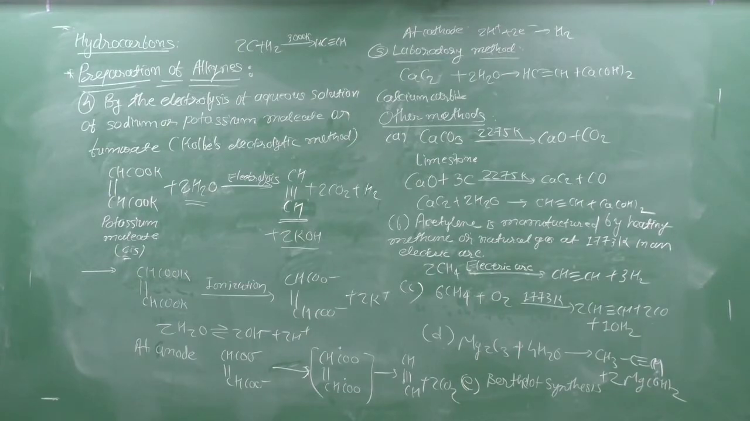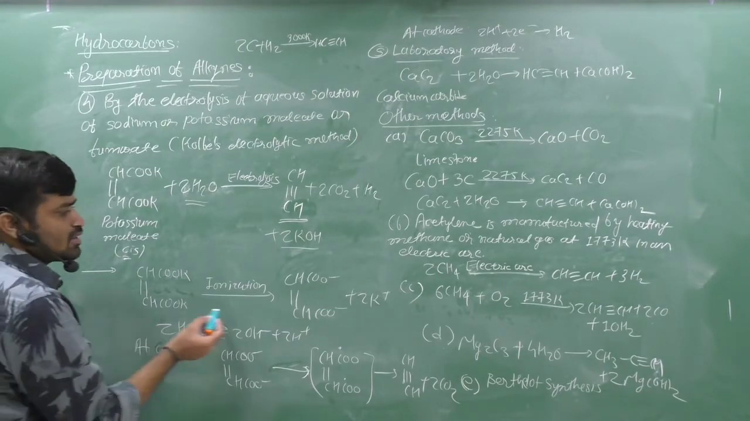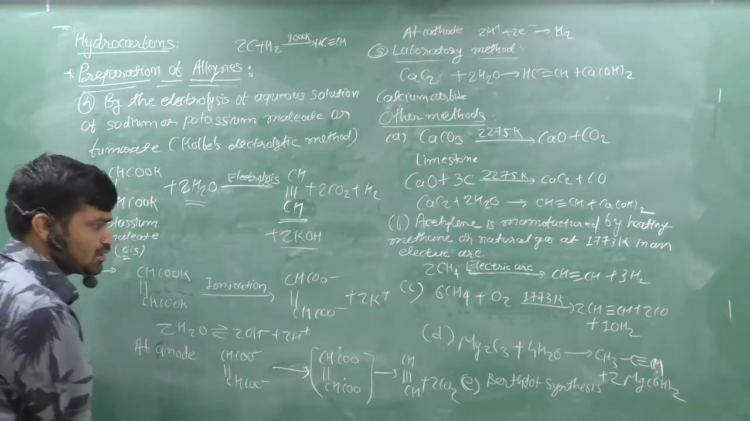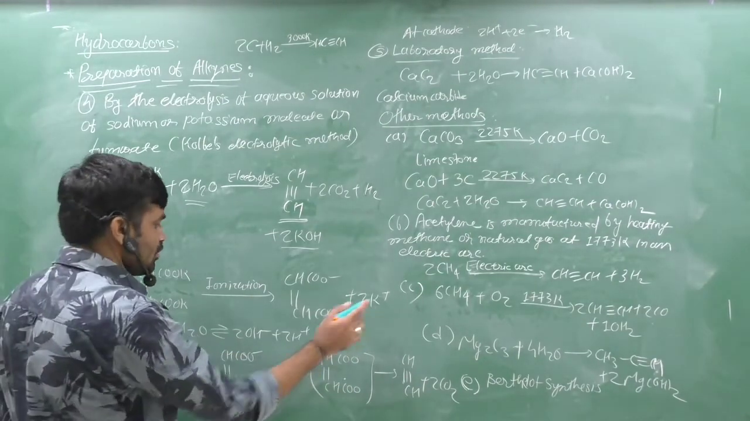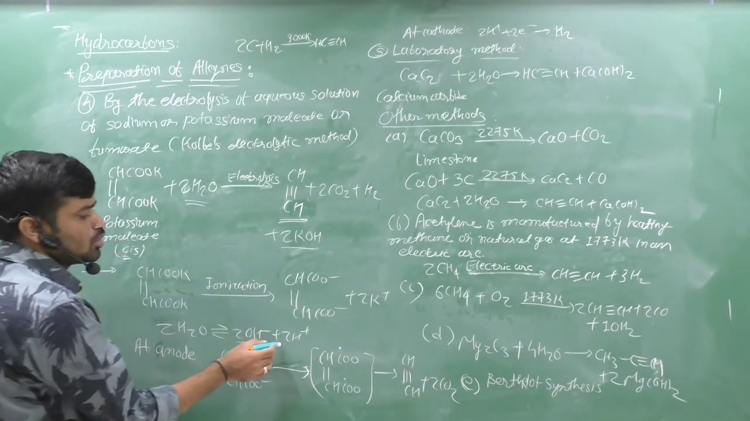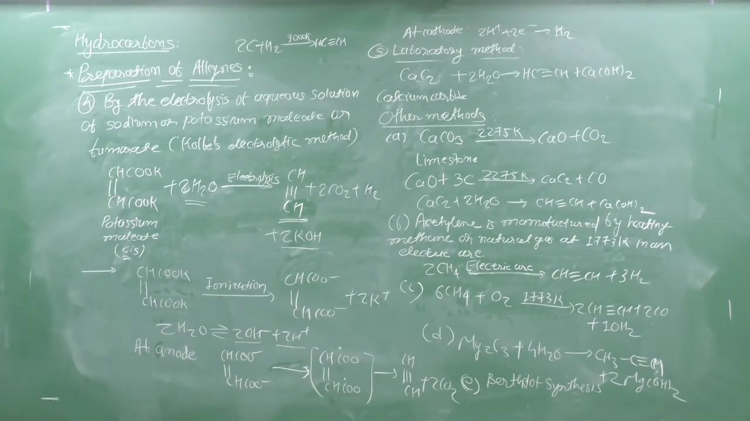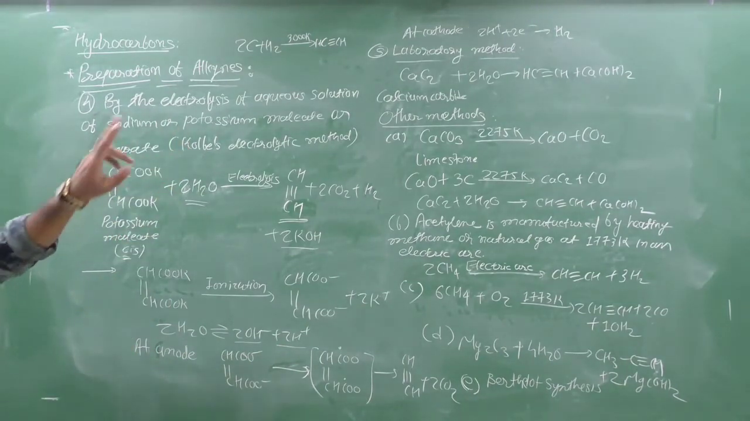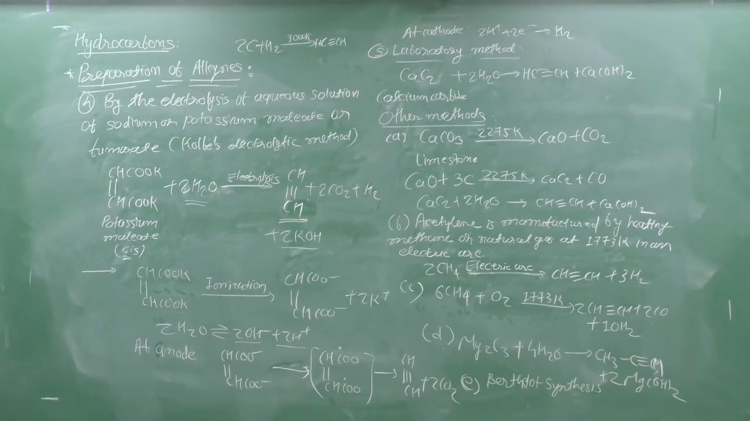What is the mechanism? First, this salt is ionized to give CHCOO minus, CHCOO minus and 2K plus, and water is ionized to give 2OH minus and 2H plus. Why 2? Because here 2 electrons are released in the oxidation. Now oxidation occurs on the anode.